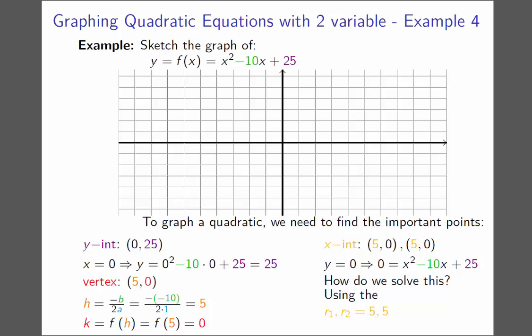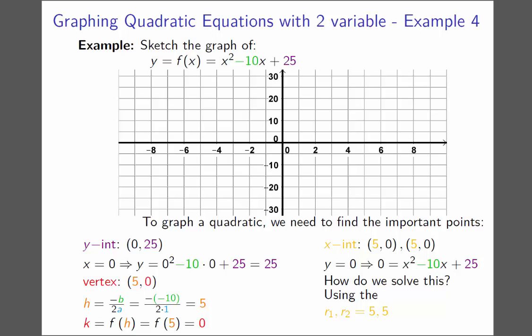Now, we found all of our important points, so we can start sketching our graph. To do this, we'll start by picking a good scale. Here, our biggest y value is 25, so we need to make a pretty big scale to make sure 25 is in our picture. While our biggest x value is 5, so we can pick a smaller scale for x.